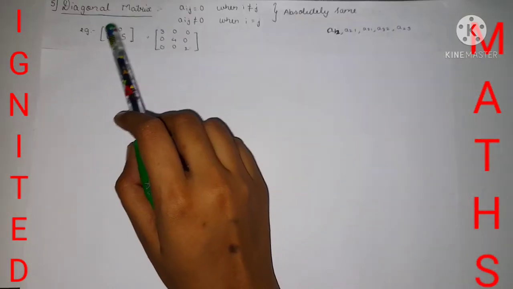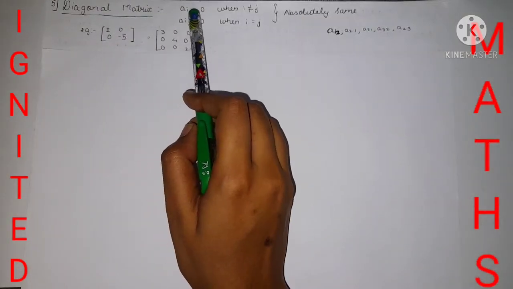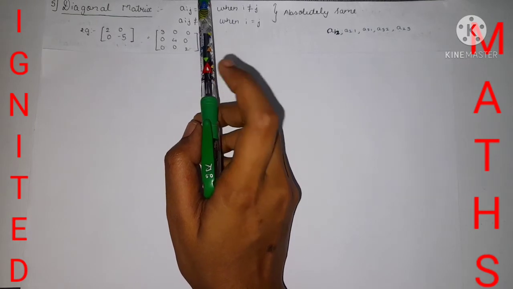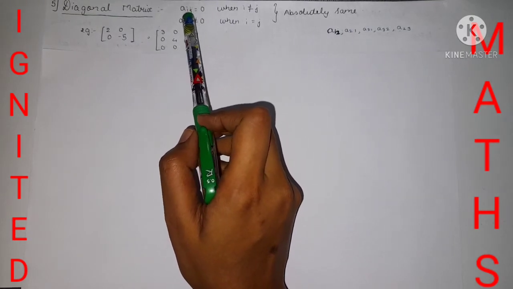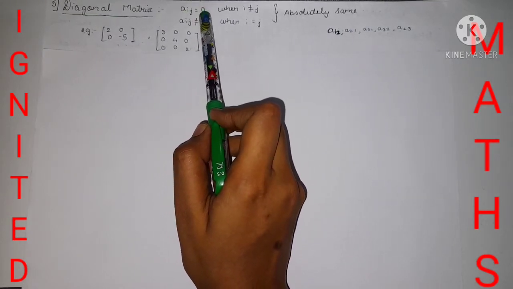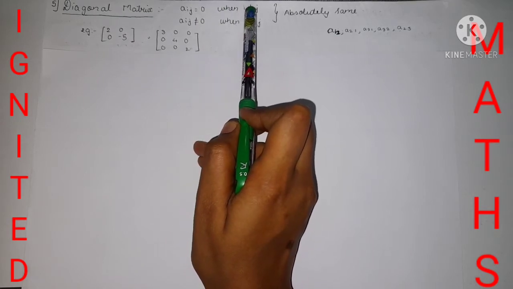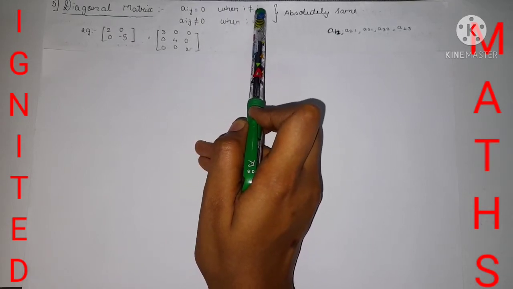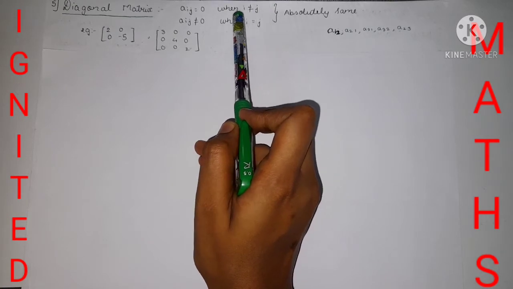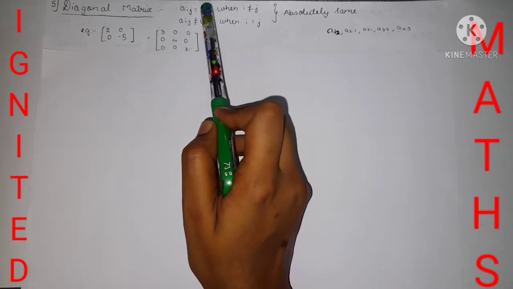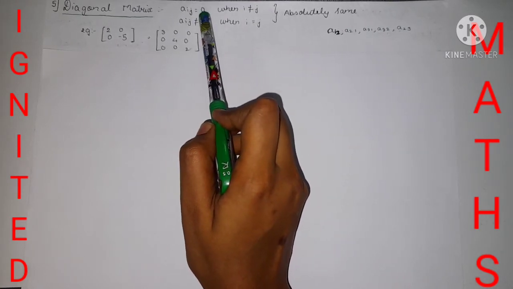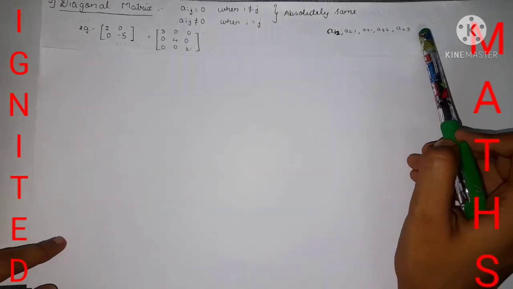The different types of matrices: diagonal matrix, in which they have given two statements. The two statements are absolutely the same; you can check once. Now over here, the aij term is equal to 0 when the i term, that is the row, is not equal to j, the column. If the row value is not equal to j, then the aij term will be 0. I have given the explanation of it.